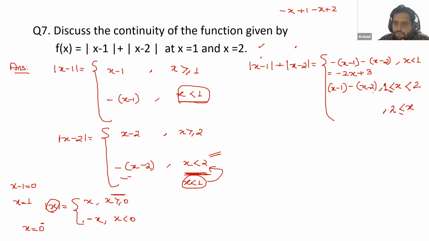x minus 2. Now open the bracket, solve it. What you will get, x minus 1 minus x plus 2, x cancels out. So you will get a 1. Here you get a 1. Next is x is greater than equal to 2.